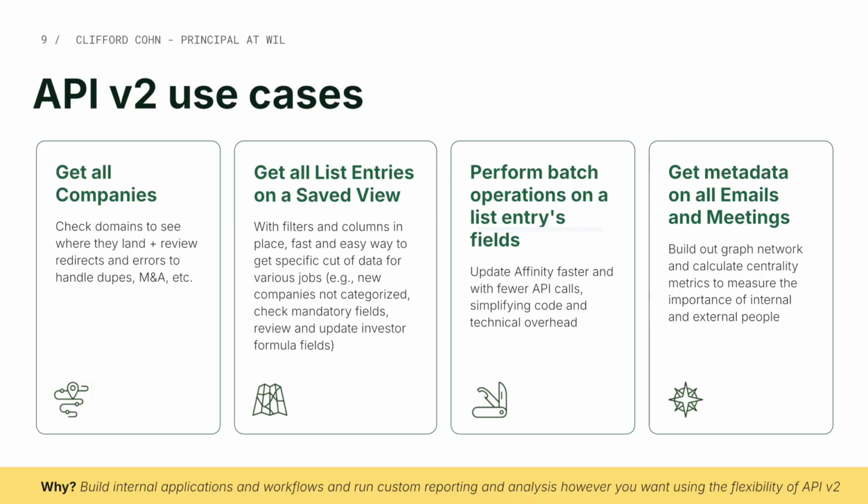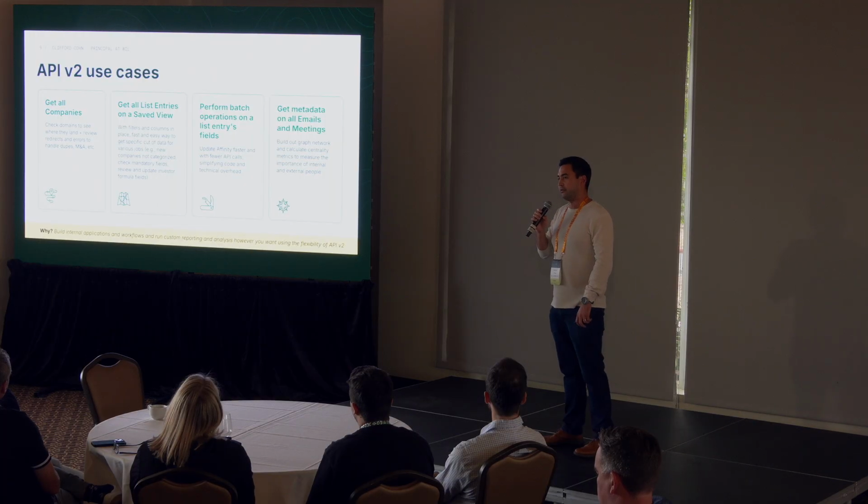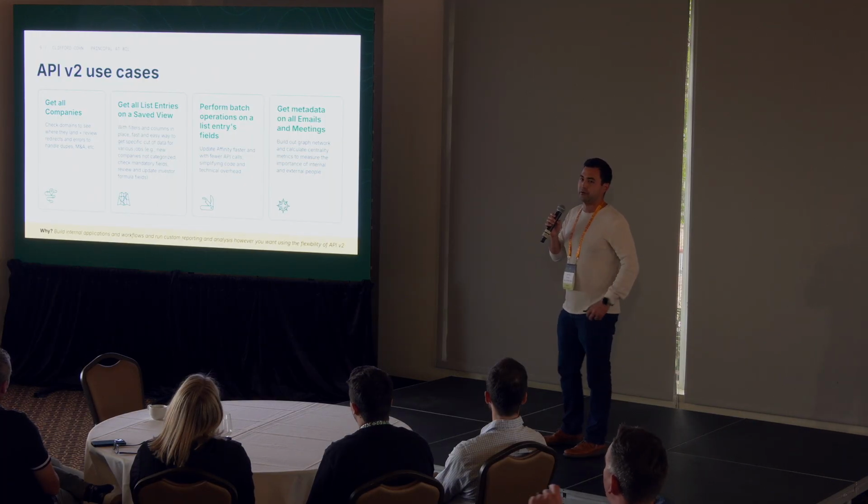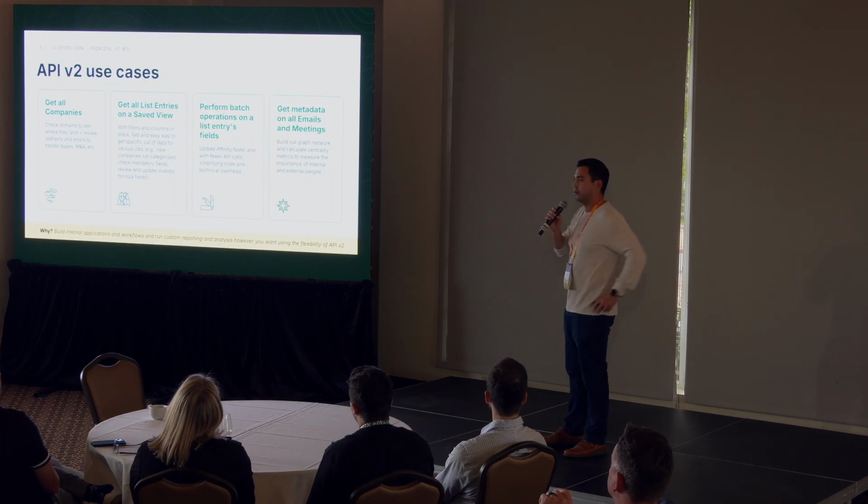So we've been proud to partner with Affinity through beta and general release of the V2, and we are using all of these new features, and I can go by quickly one by one to talk about how we're using them. For Get All Companies, we can check the domains across our entire list in Affinity, and this is good for maintaining hygiene, making sure there are no duplicates, especially if companies are acquired or there's consolidation. So that's something that we use that for.